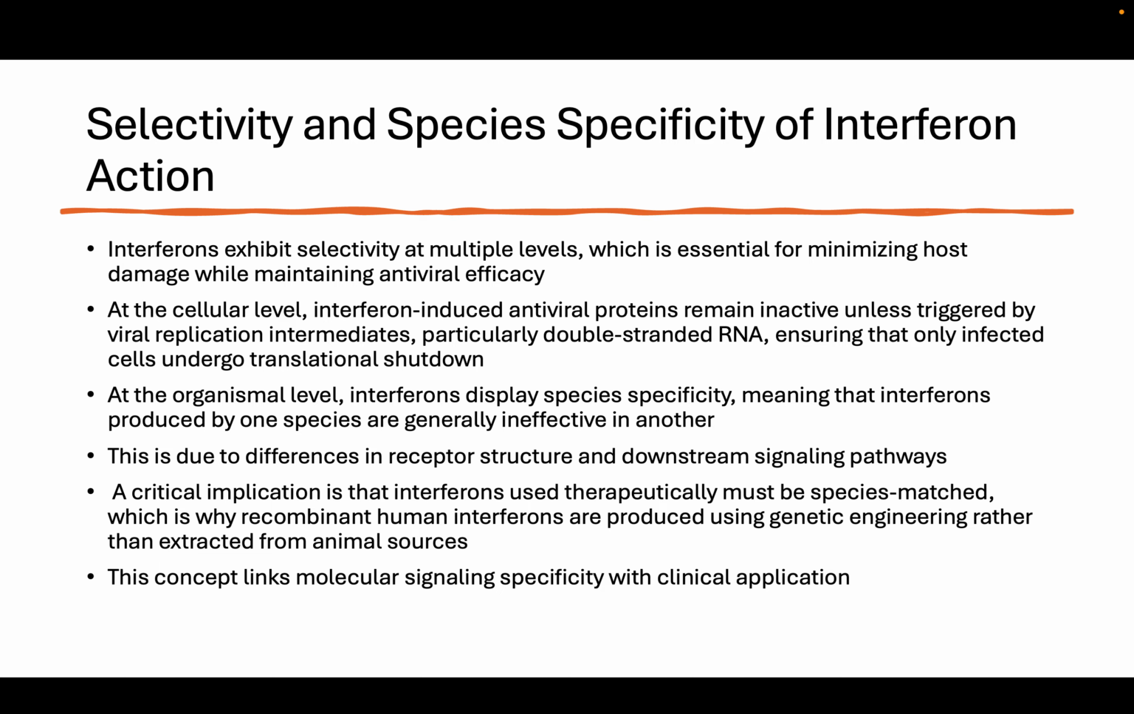This is very important because we create a lot of new drugs using type 1 interferons. If we want to create a drug for humans, we need to make sure that this interferon is produced from human DNA, not from pig DNA or something else. So most of the time, we use genetic engineering rather than extracting it from animal sources.